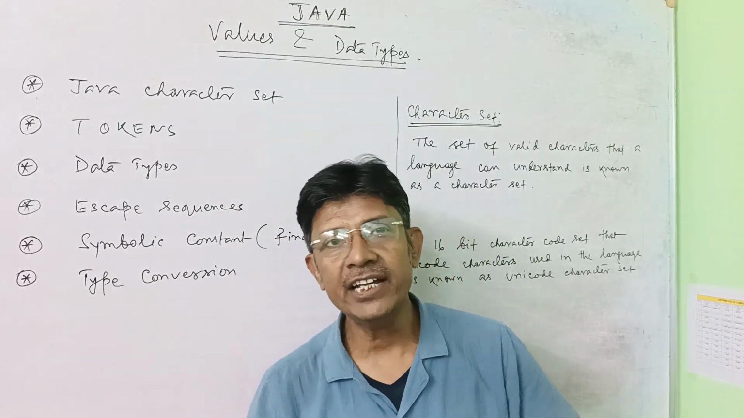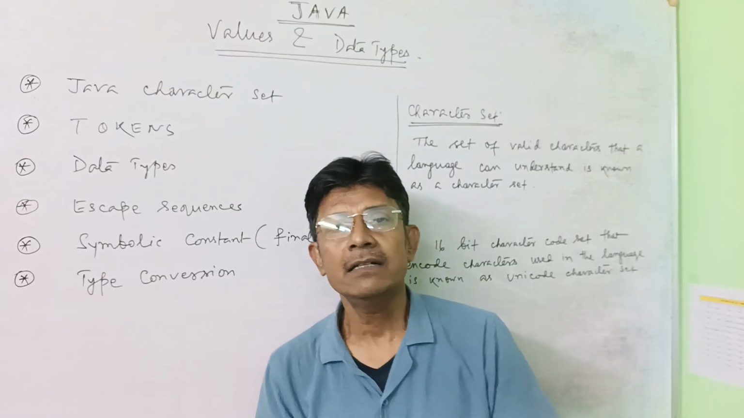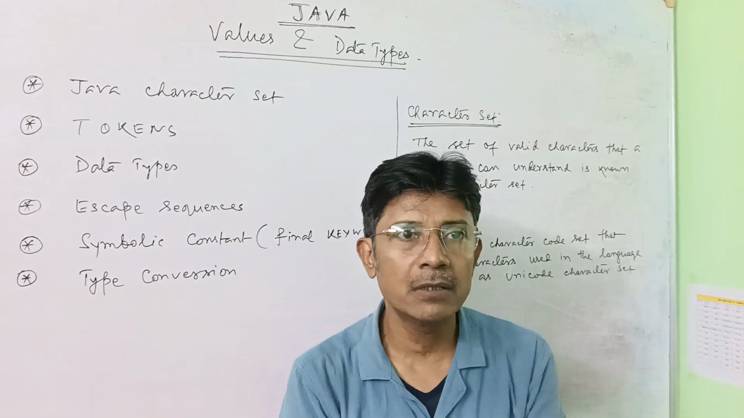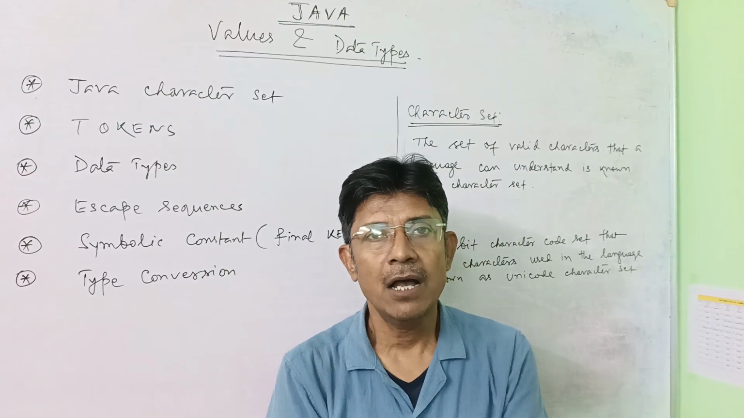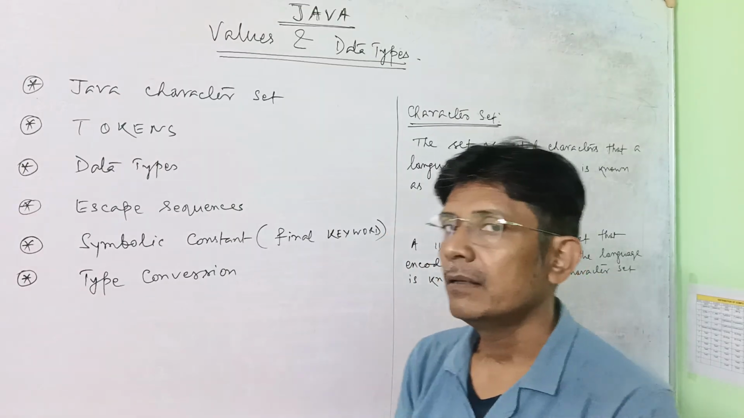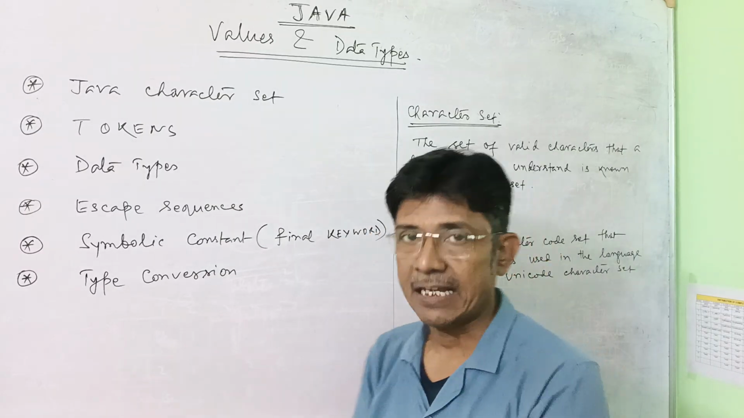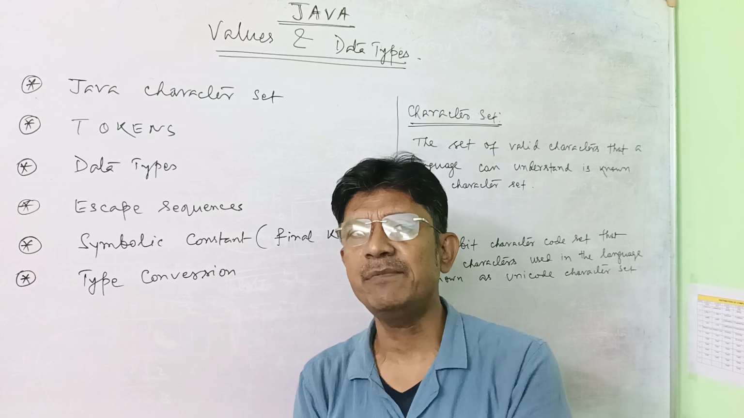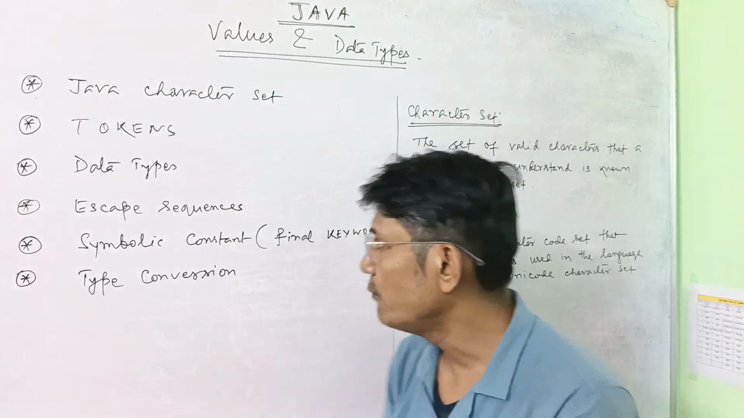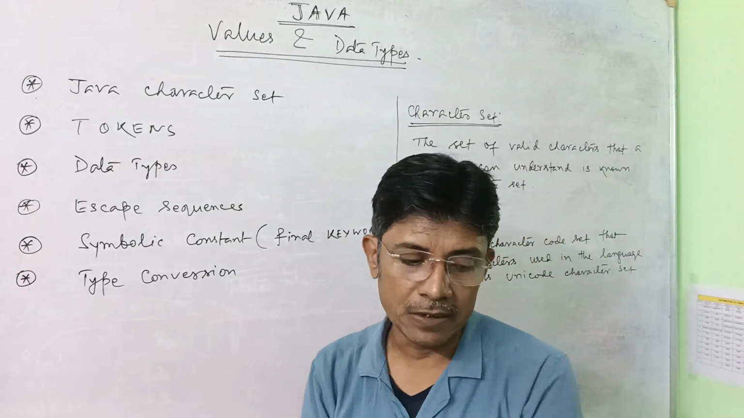I already have given one or two classes for class 9, and this time again I want to start another class that is specially for class 9 beginners. Today my chapter is values and data types. Values and data types are one of the most important chapters, where we will understand these things clearly.